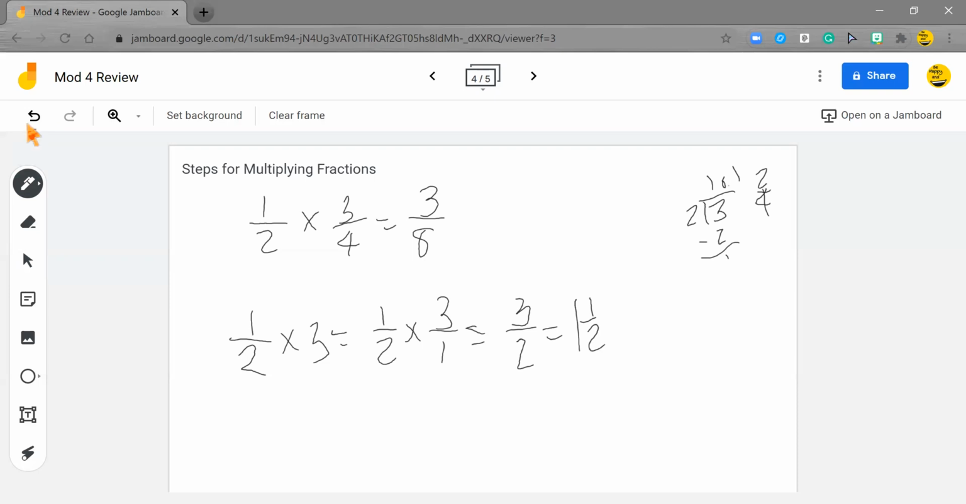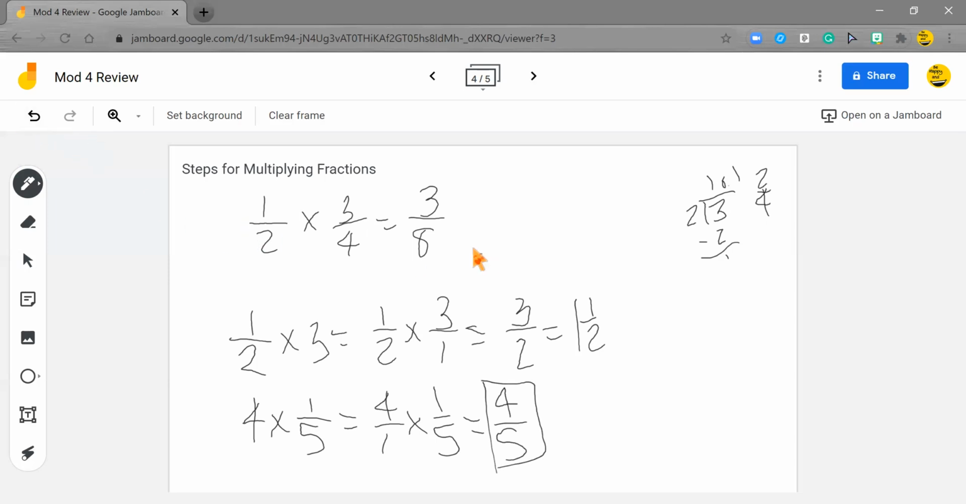Now say I have the whole number first. Okay, again, I have to write it as a fraction and then multiply straight across. 4/5. And that's what this answer would be. So make sure you just multiply across.